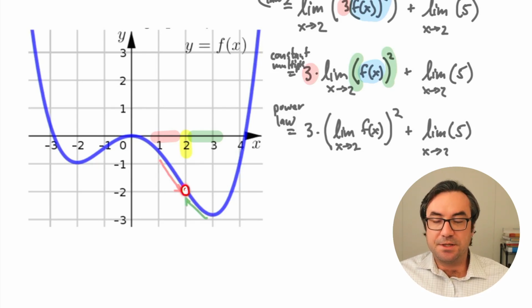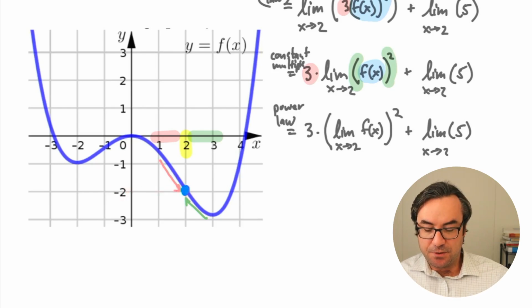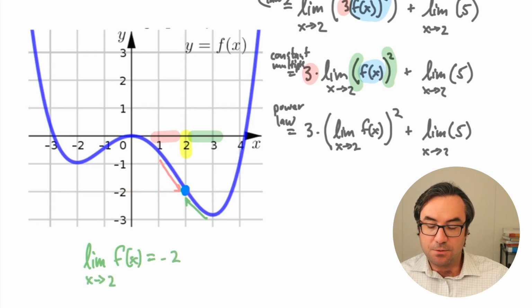It looks like we're going to the same point. So that means the limit exists. And the value of the limit is whatever this y value is. So in this case, we'll just make note of it. The limit of f of x as x approaches 2 is equal to -2.